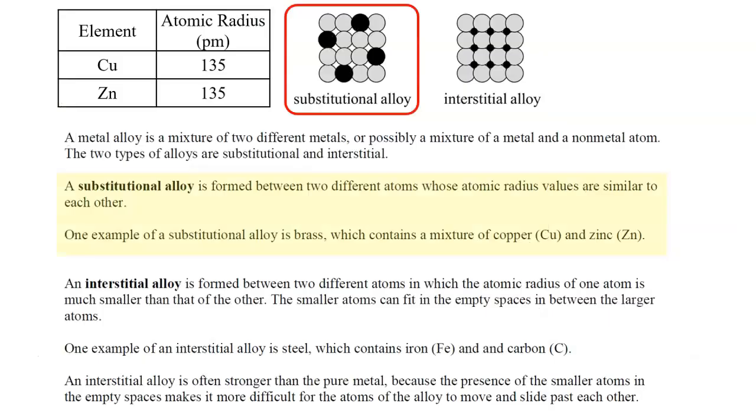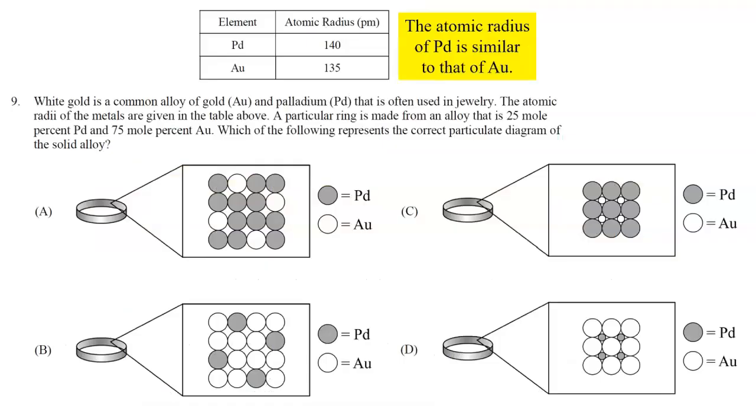So I'll remind you what I had presented earlier about alloys. There are two different types of alloys. There's interstitial, which I had talked about earlier, and the example was iron and carbon to make steel. But there's also substitutional alloy. A substitutional alloy is formed between two different atoms whose atomic radius values are similar to each other. So one example of a substitutional alloy is brass, which contains a mixture of copper, Cu, and zinc, Zn. So copper and zinc have atomic radius values that are identical, and here in this question, the atomic radius of palladium is 140, and the atomic radius of gold is 135. Those numbers are very similar to each other.